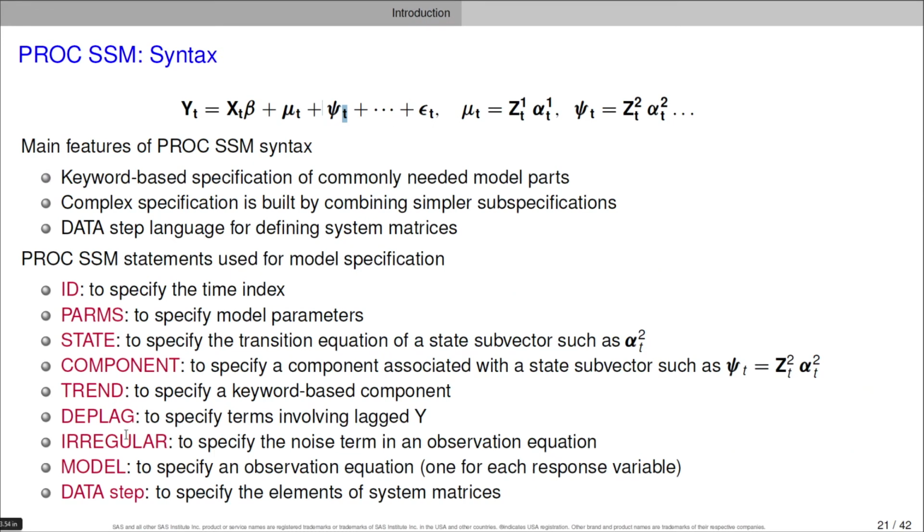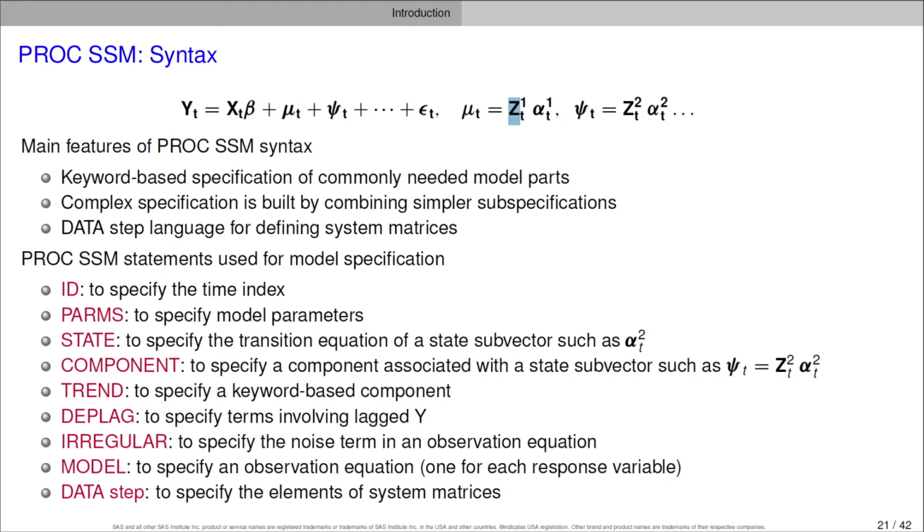As mentioned earlier, the data step statements can be used to specify the elements of system matrices like Z, the transition matrix, and the disturbance covariances, and so forth. For defining these elements, you can use the data step programming statements such as array, do, if, then, and else, and mathematical functions to create system matrices. Okay. We'll see examples of these soon.